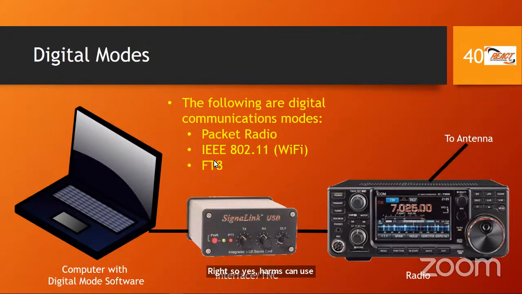And another mode is called FT8, which we'll get into in our next session. But this is an exam question: what are examples of digital modes? They'll give you a list, and it's actually all of them. All of these are examples of digital communication modes where you use a computer of sorts to communicate on amateur radio: packet radio, IEEE 802.11, also known as Wi-Fi, and FT8.